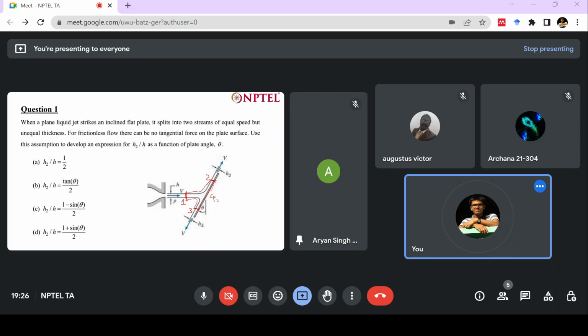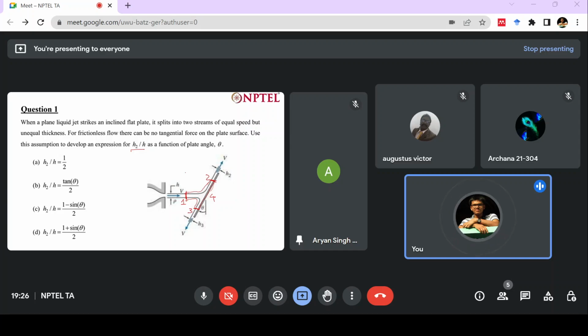All right. Now what we have to do is develop an expression for H2 by H. H2 is the width of the jet at the top portion, and H is basically the inlet.